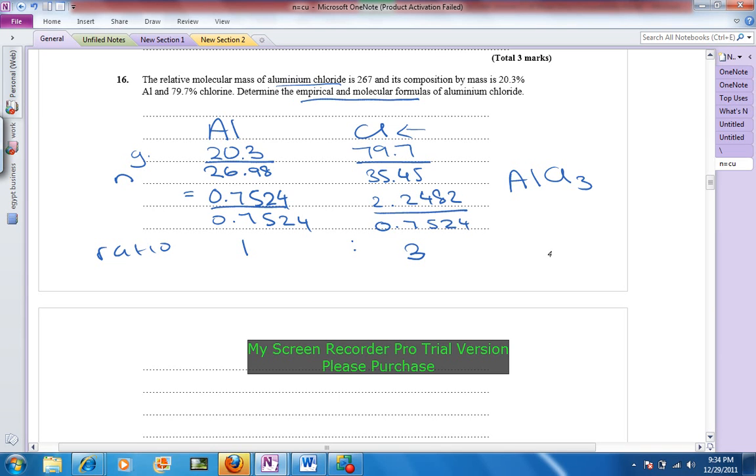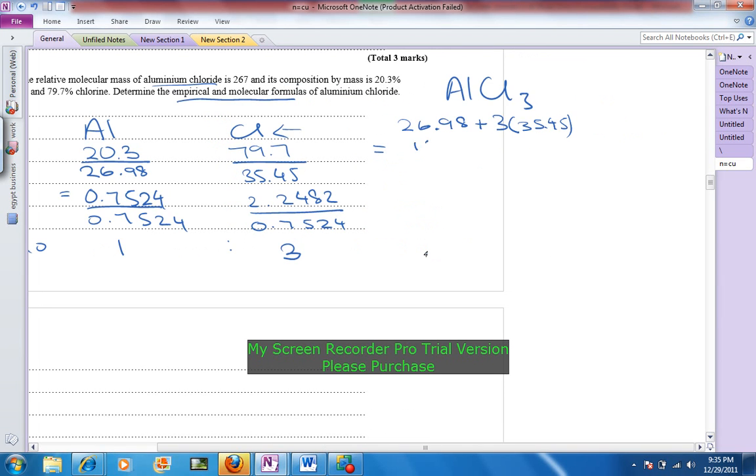Now it's asking for the molecular formula. How do we get that? Let's write this somewhere else. AlCl3. It's telling you that the relative molar mass is 267. First you need to figure out the molar mass of AlCl3, which is only the empirical formula. Al is 26.98, plus 3 times 35.45, and your answer should be 133.35. So this is clearly not the same as the given one.